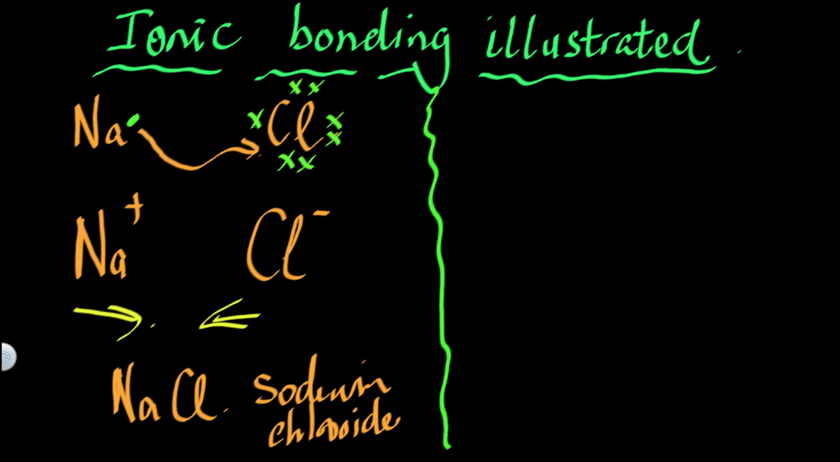I can also illustrate maybe the formation of magnesium oxide. In magnesium oxide, we've got magnesium, Mg, and we've got oxygen. Magnesium is in group 2, so it has 2 valence electrons. This is the Lewis diagram of magnesium. Then oxygen is in group 6. It has 6 valence electrons. So we have here 6 valence electrons.